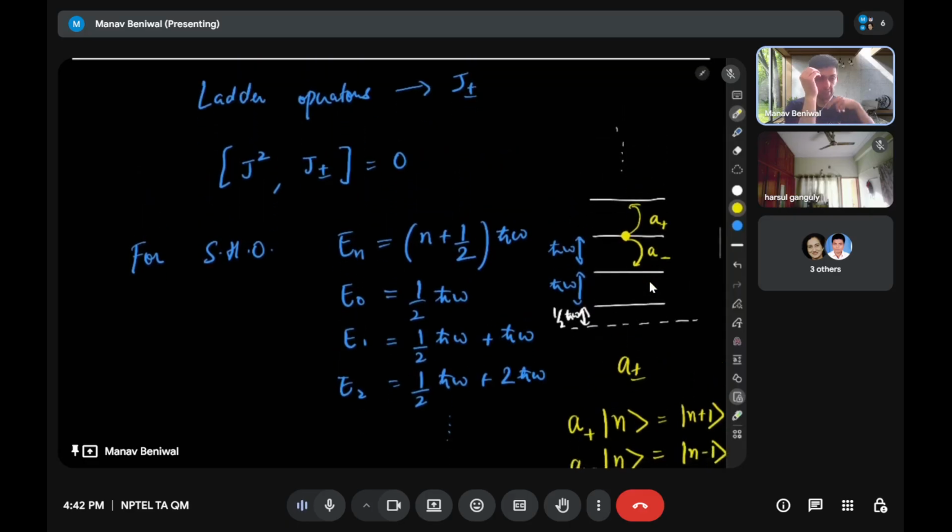We can have the same ladder operators, but instead of energy, for angular momentum as well. So the ladder operators here, j plus and j minus, will essentially take you to the next angular momentum state. These are called ladder operators because they just take you to the next state.